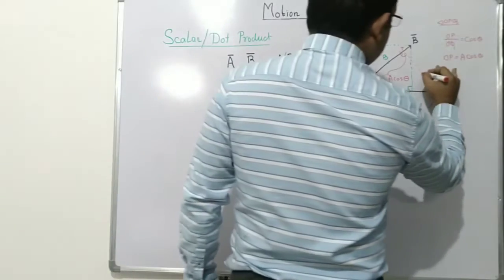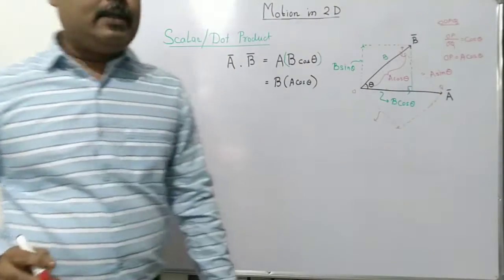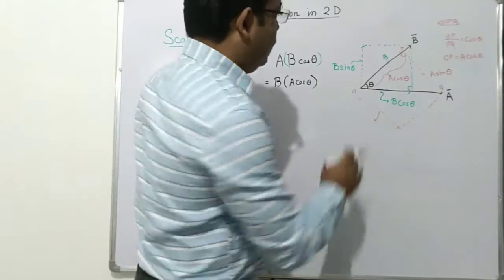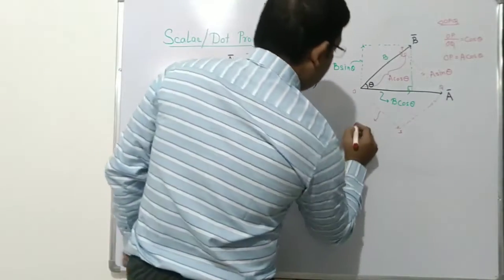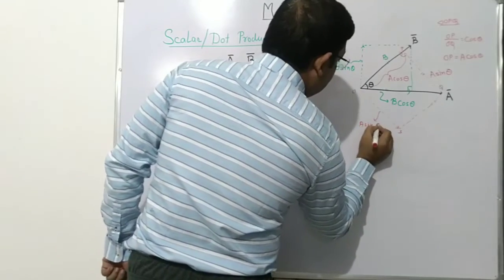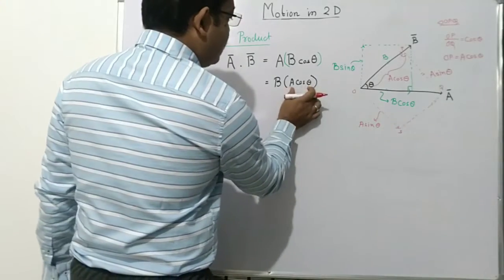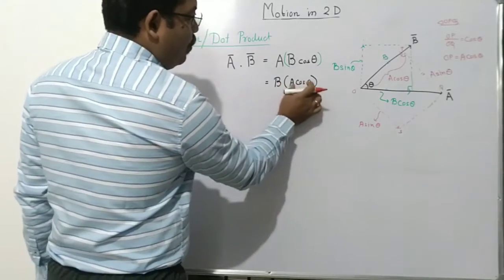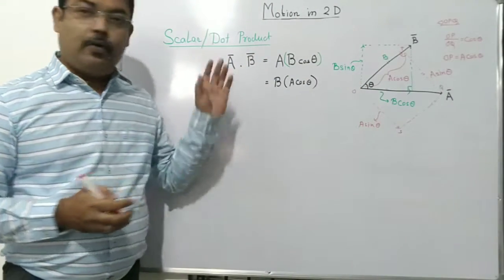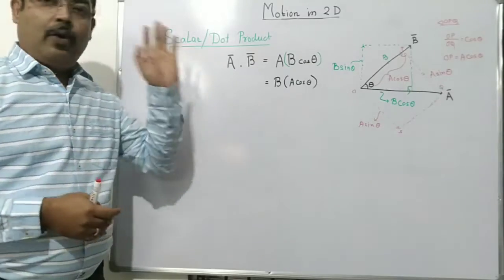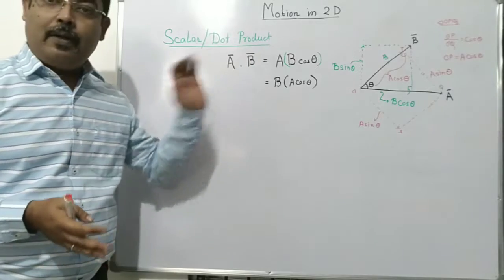So this is going to be A sin theta by similar analysis, and since OPQS is a rectangle, this length is also A sin theta, opposite sides of a rectangle. So A cos theta, B into A cos theta means B into the component of A along B. So the dot product of two vectors is simply the magnitude of one vector multiplied by the component of the other vector in the direction of the first vector.